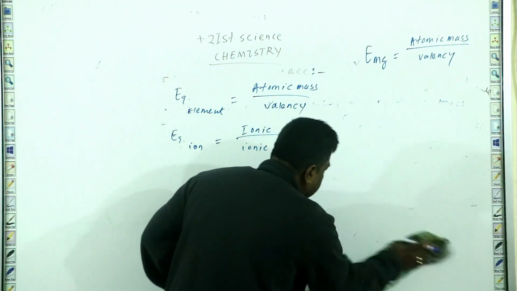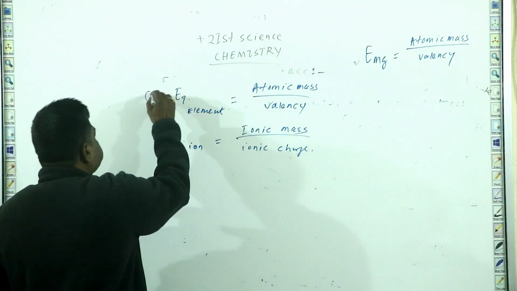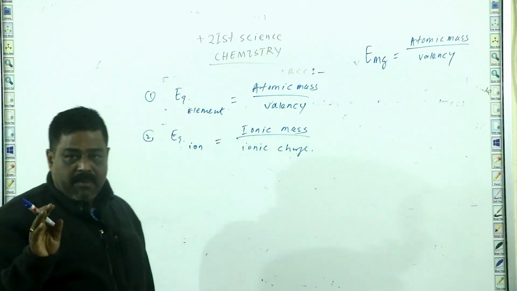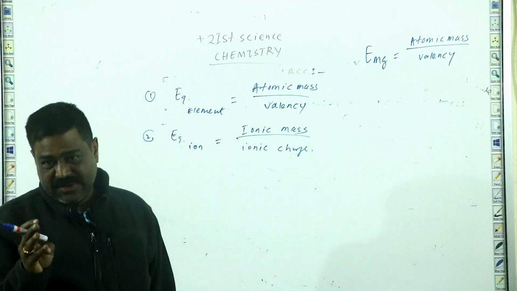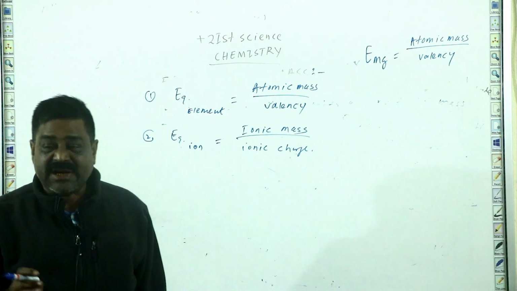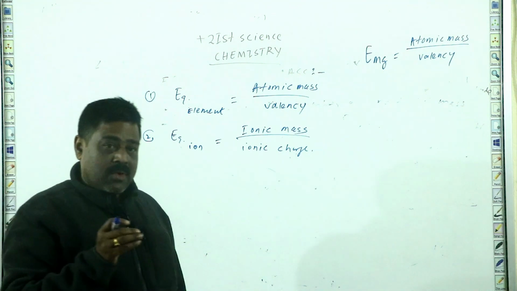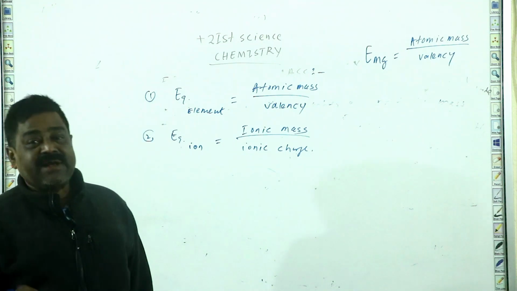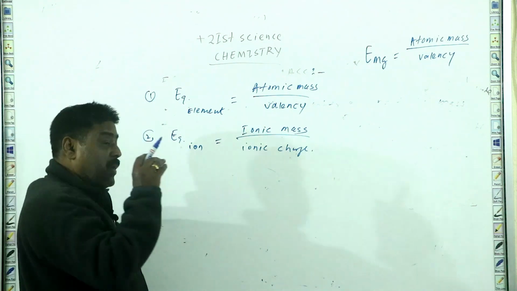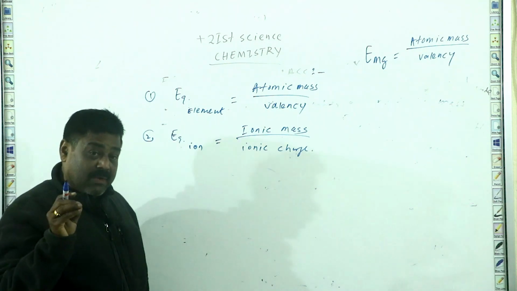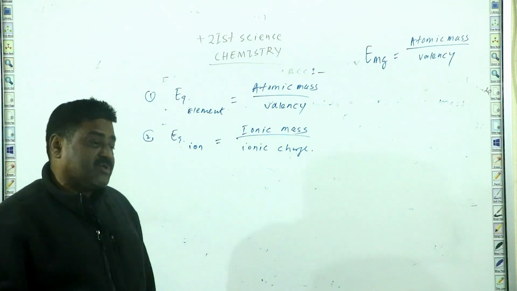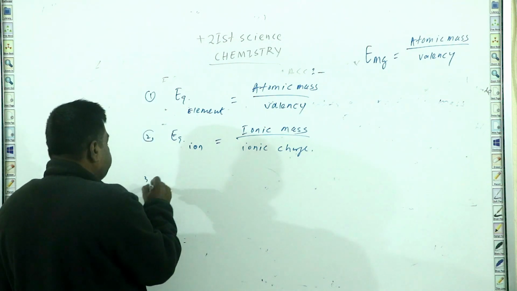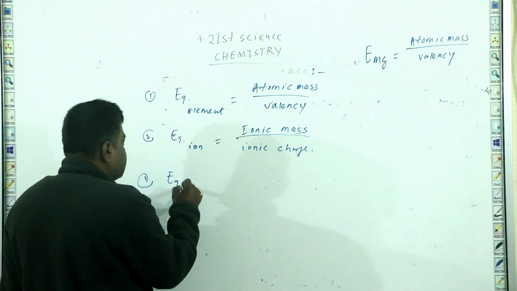Then next I am talking about chemical compounds. You know, chemical compounds are divided into 3: one is acid, another is base, another is salt. So when we calculate the equivalent mass of these compounds, how do we calculate it? Let's see the equivalent mass of acid.